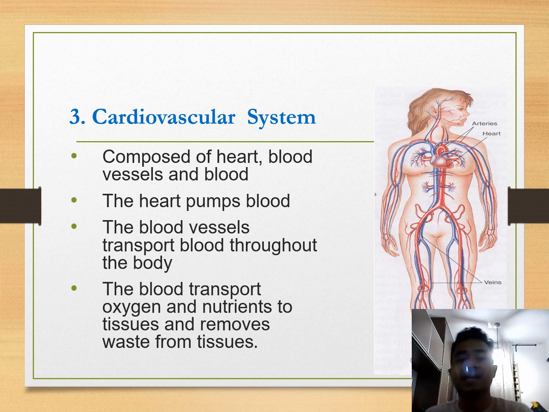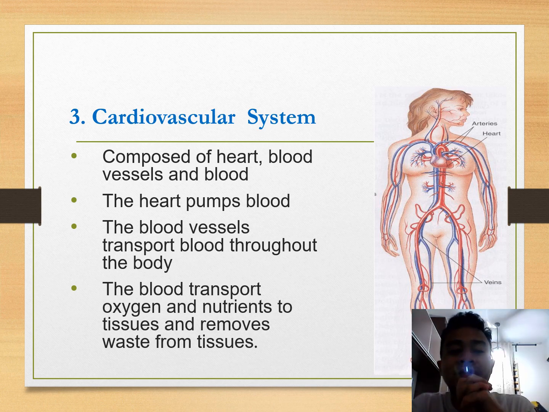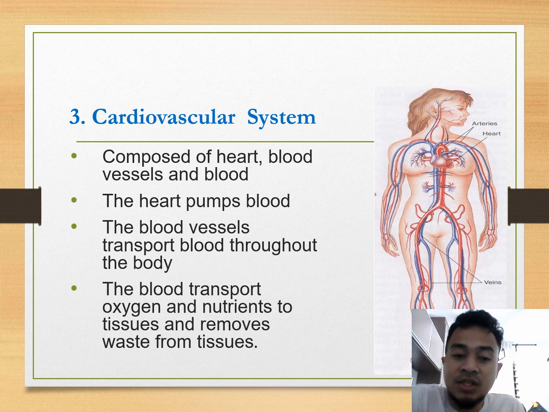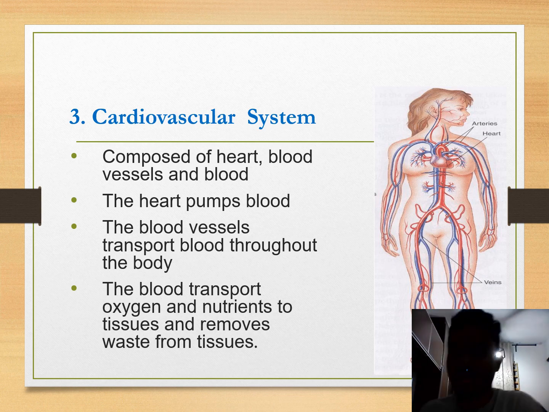Third, the cardiovascular system, as I mentioned, is composed of the heart, blood vessels, and definitely blood. The heart pumps blood, and the blood vessels transport blood throughout the body, and the blood transports oxygen and nutrients to the tissues, and removes waste from the tissues, and the blood itself is produced from the bone.